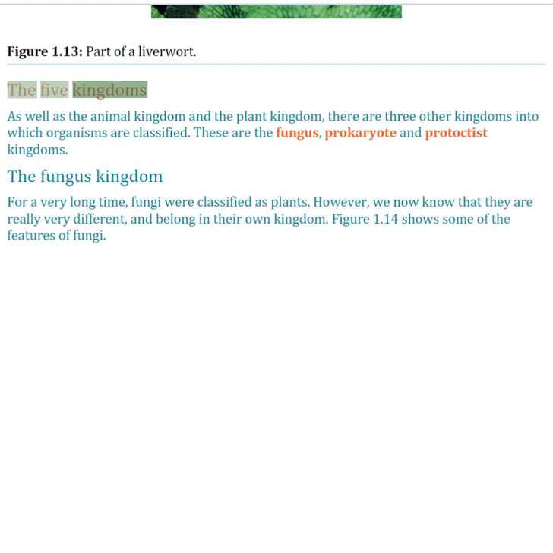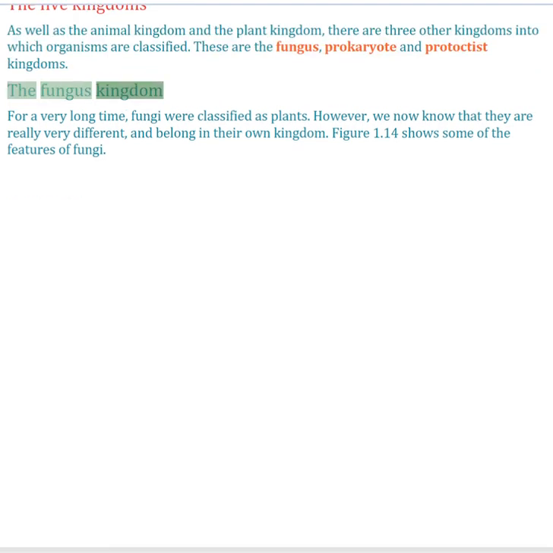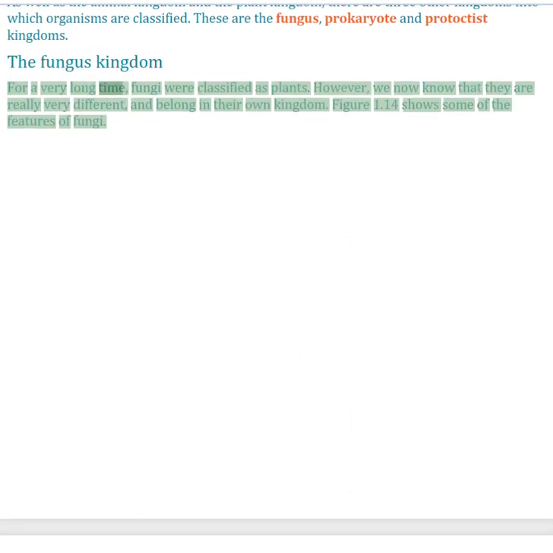The 5 kingdoms. As well as the animal kingdom and the plant kingdom, there are 3 other kingdoms into which organisms are classified. These are the fungus, prokaryote and protoctist kingdoms. The fungus kingdom. For a very long time, fungi were classified as plants. However, we now know that they are really very different, and belong in their own kingdom.